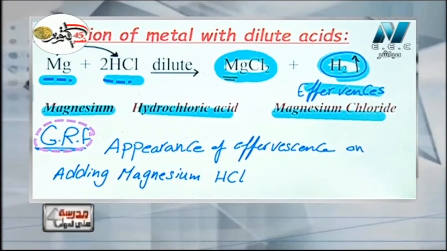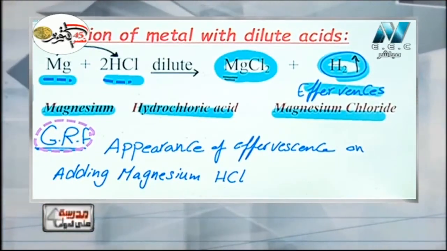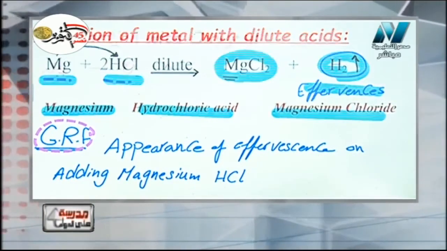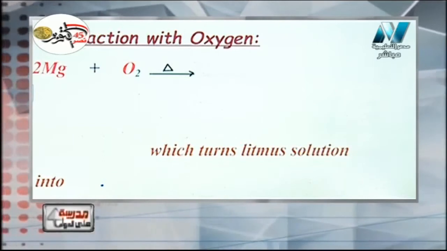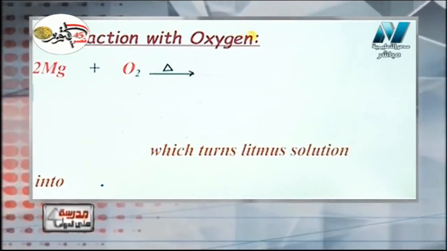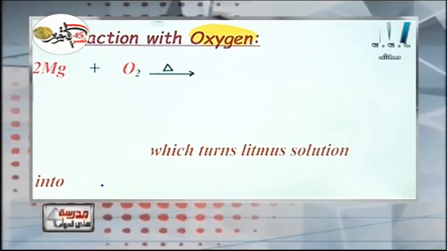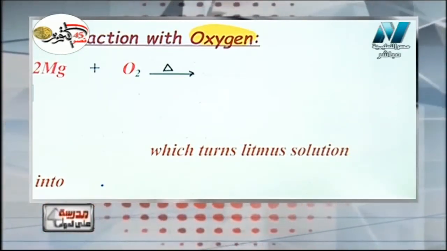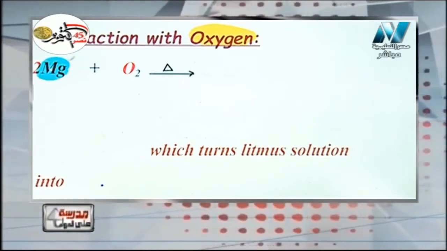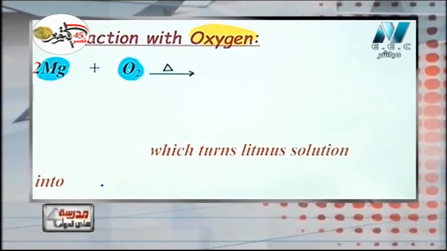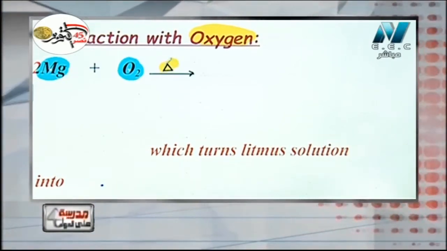So we dealt with the first part, the reaction between magnesium, a metal, and hydrochloric acid. And here we have to write the reaction between metal and what? With oxygen, as we studied before in first prep. Magnesium with what? With oxygen, of course by heating or burning. Here we have a triangle, which means burning.